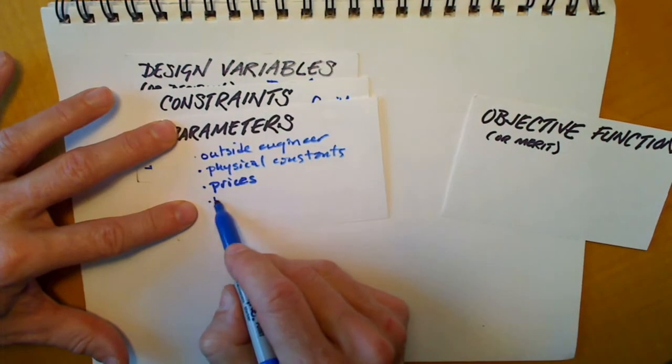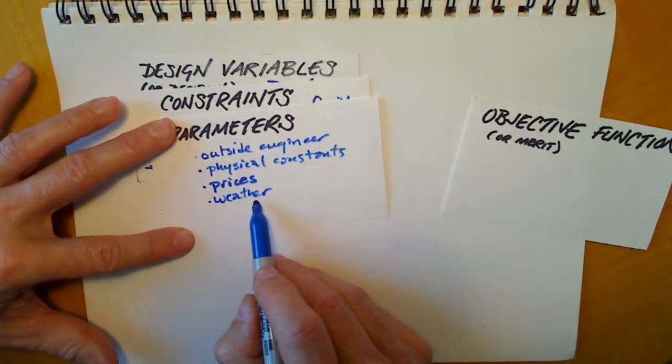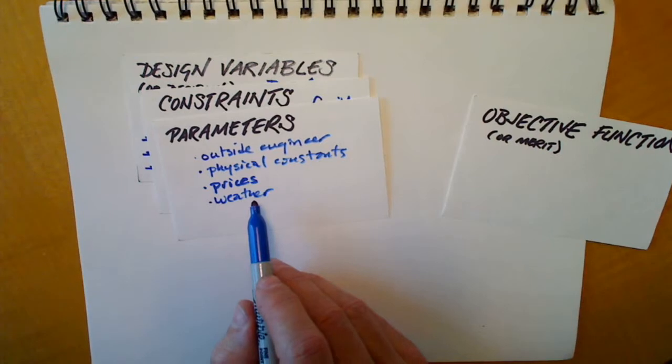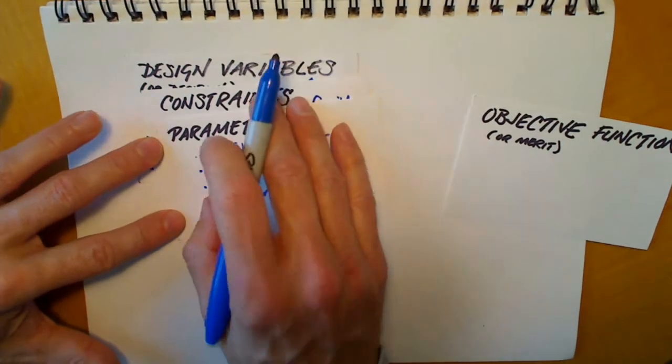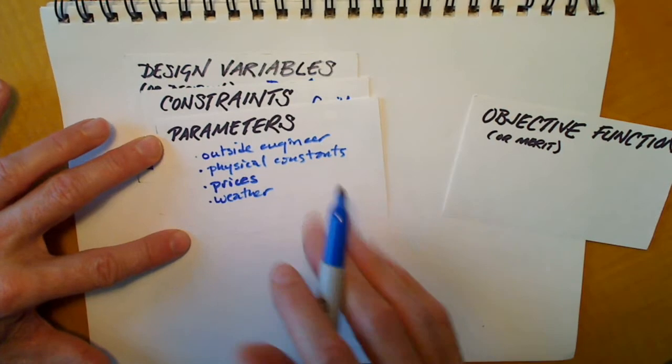It could also be something like weather. We don't yet get to control the weather. We have to accept the weather as part of our model, even if it does not directly act as a constraint. It may have an impact upon our design.